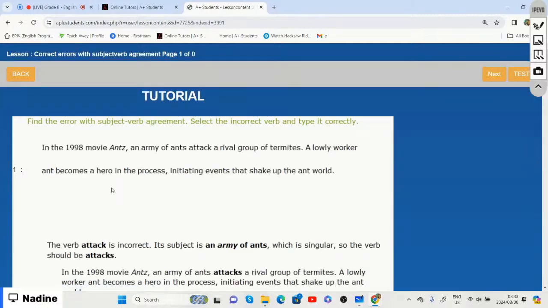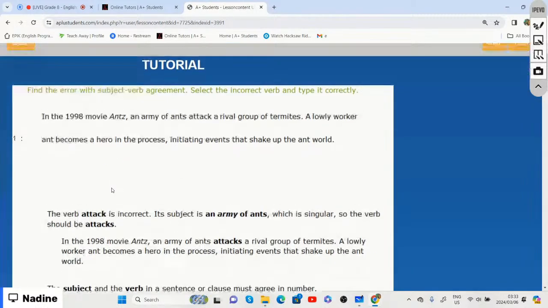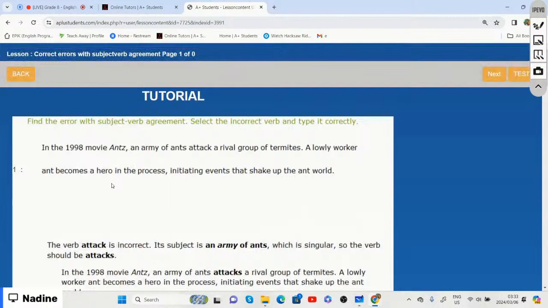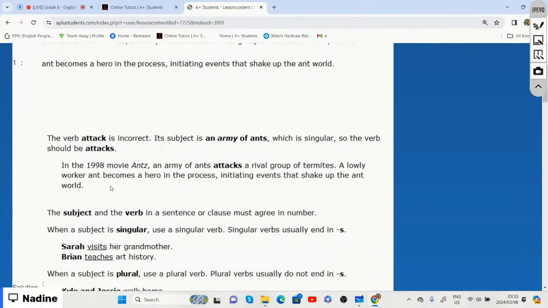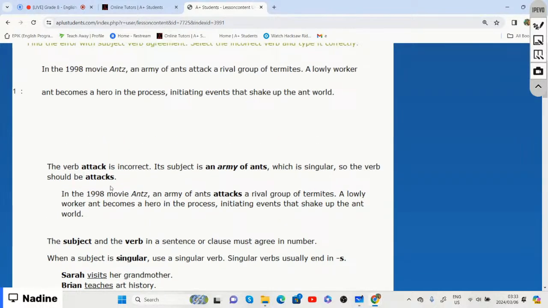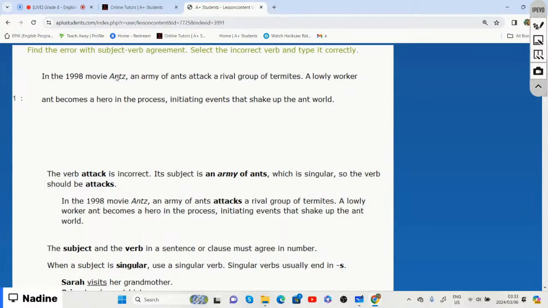So now we're going to correct the errors with subject-verb agreement. We have our subject-verb agreements with both singular as well as plural subjects. So we are now going to correct that, starting with the verb within a sentence.